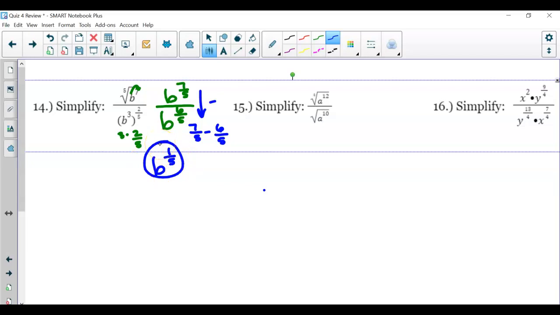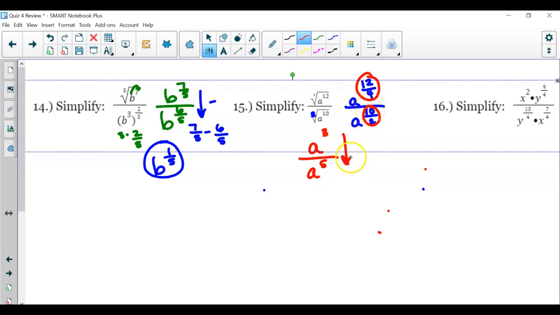Now here, question 15. Let's rewrite again as well. So this is a to the 12 over 4. And this is a to the, not just 10, because remember this is a square root with an index of 2, so 10 over 2. Now we can't necessarily subtract, but I can simplify. So this is a to the third because of 12 divided by 4, which is 3. Then this is a to the fifth because 10 divided by 2 is 5.